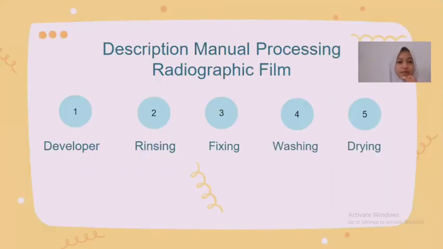And description of manual processing radiographic film. Number one, developer. The developer is the first stage in film processing. At this stage, what occurs as a result of irradiation, and what is called the generator, is the change in silver halide grains in the emulsion which has been exposed to metallic silver, or the change in the latent image to a visible image. This change to metallic silver plays a role in blackening the parts that are exposed to X-rays according to the light received by X-rays.